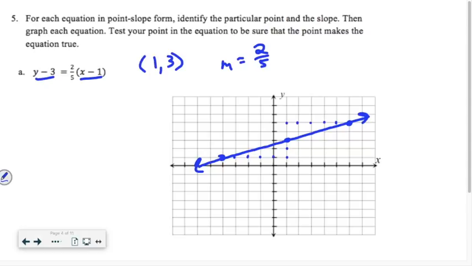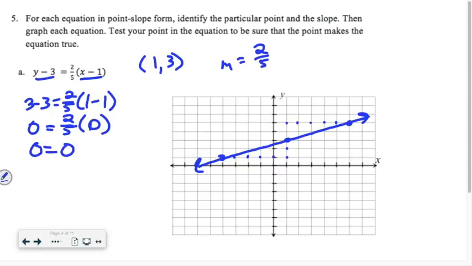So if I do this, I'm going to have 3 minus 3 equals 2/5 times 1 minus 1. So 3 minus 3 is 0. 1 minus 1 is 0. Multiply these out, I get 0 equals 0. So we have proven that 1, 3 is on the line.